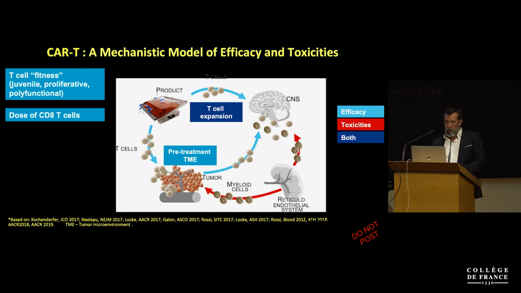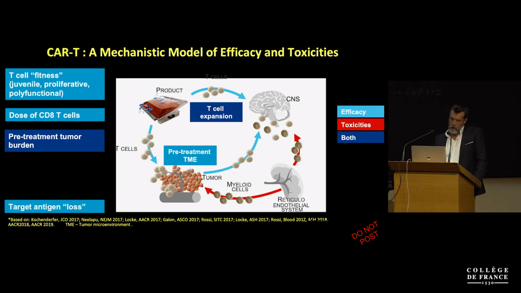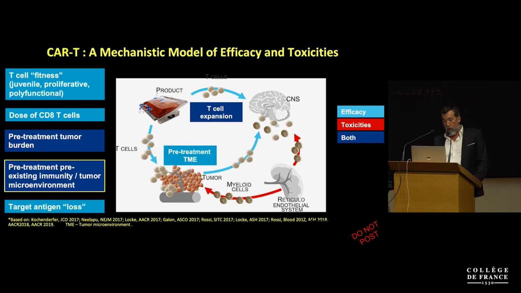So of course the T cell fitness is important, and in fact in the apheresis product, it seems better to have more juvenile, naive type T cells. The dose of the CAR T cells is important. The initial tumor burden is important, but probably even as important, the pre-treatment and the pre-existing immunity of the patient matters, and this, I think, should be taken also into consideration in the design of different CARs.